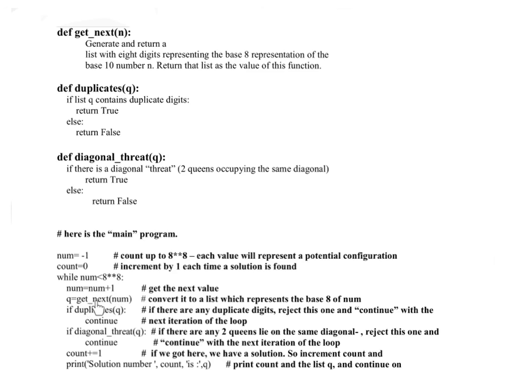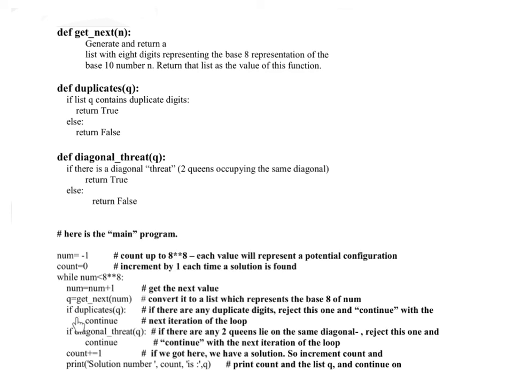We feed that 0 into the getNext function. That converts it to a list, which represents the base 8 value of that 0. What's that going to look like? That's going to be 0, 0, 0, 0, 0, 0, 0, 0. That's what Q looks like. It's a list with 8 zeros. And now we do those 2 tests. If it's true that there are duplicates in Q, then we're going to continue. What does continue mean? Come back up to the while loop and get the next number.